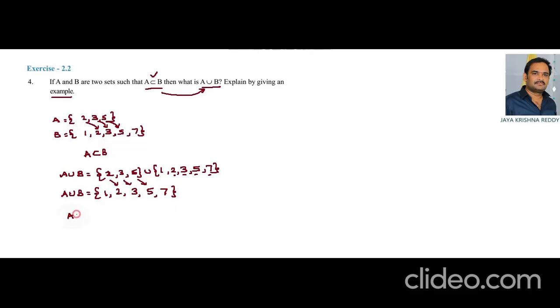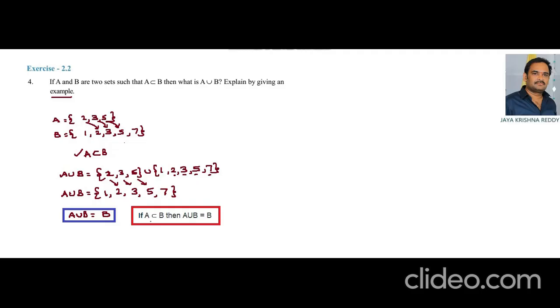So if you observe, A union B is equal to the set with these elements 1, 2, 3, 5, 7, which is nothing but the set B. So the result is nothing but set B. So A union B is nothing but B, where A is a subset of B. So what can we conclude from this result? If A is a subset of B, then A union B equals B.